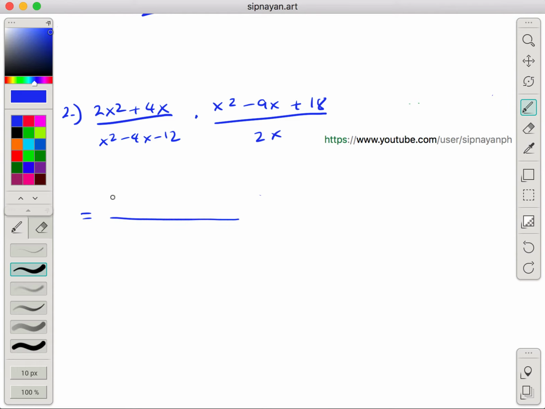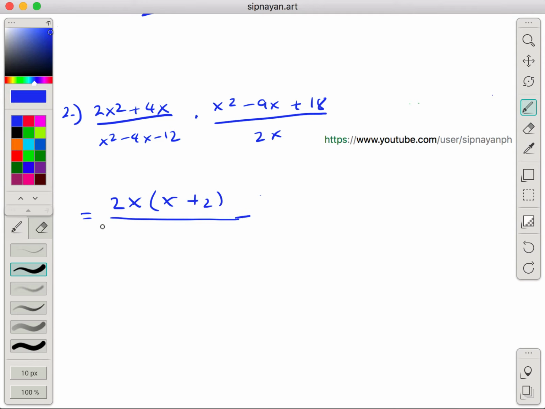So, 2x squared plus 4x, pwede natin siyang i-factor. Ano pwede natin ilabas? Pwedeng 2, di ba? So, 2, tapos dito x, pwede natin ilabas yung x. So, mangyayari magiging 2x squared divided by 2x, we have x. And then 4x divided by 2x is 2. So, this is plus 2.